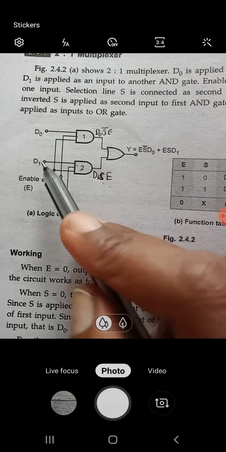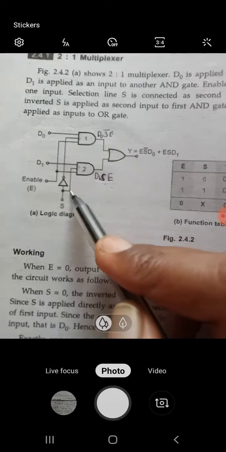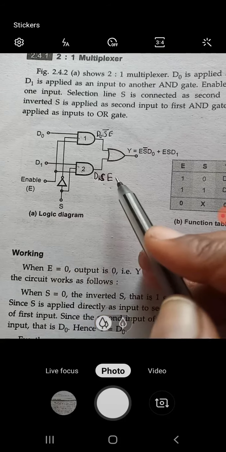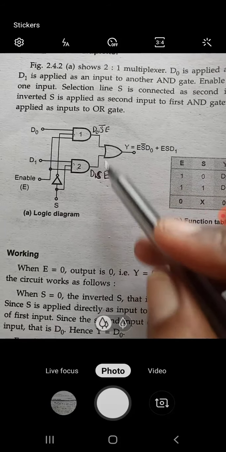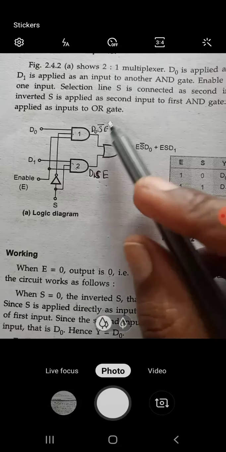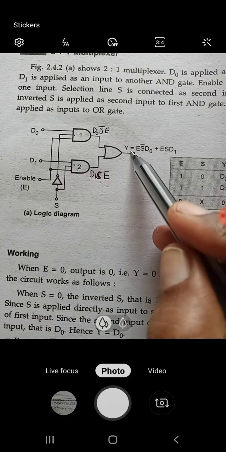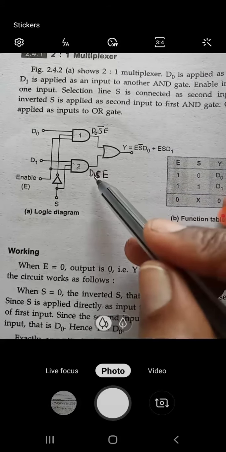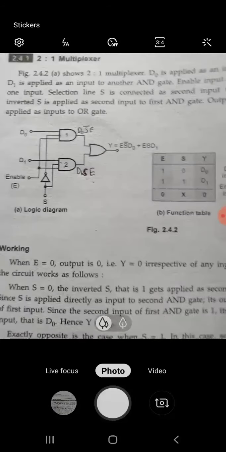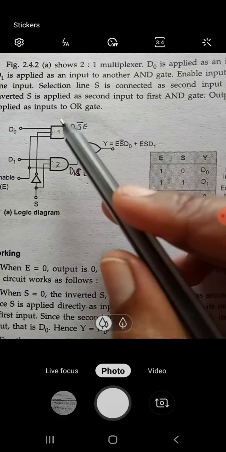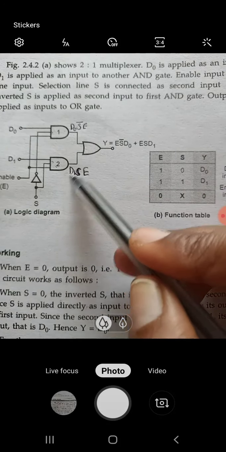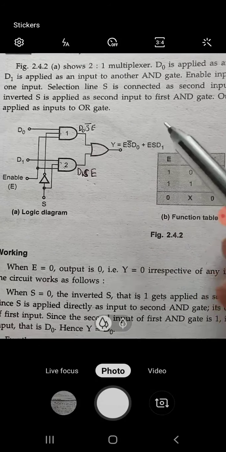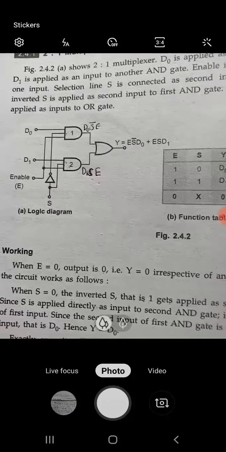Similarly with this gate, what do I have? D1. What is this? This is nothing but S, D1 S, and one more input, which is nothing but E. So in total, these both are ORed, it means you have to add this and this. So Y is equal to D0 S bar E plus D1 S into E. So at the output, both the outputs of this signal as well as this signal are available. Using this signal, I can frame any of the outputs.